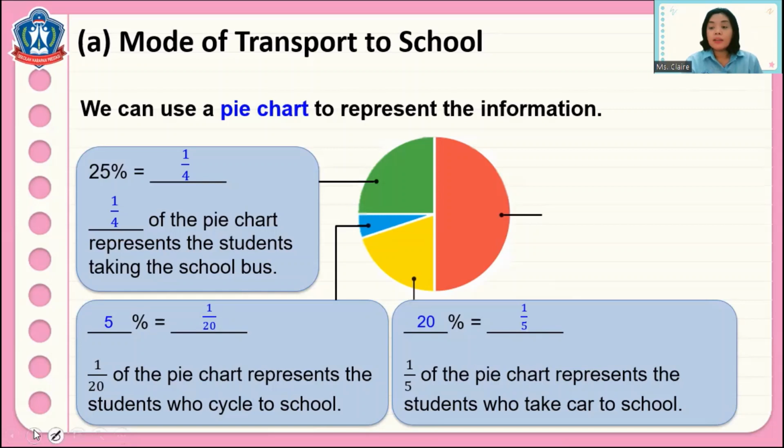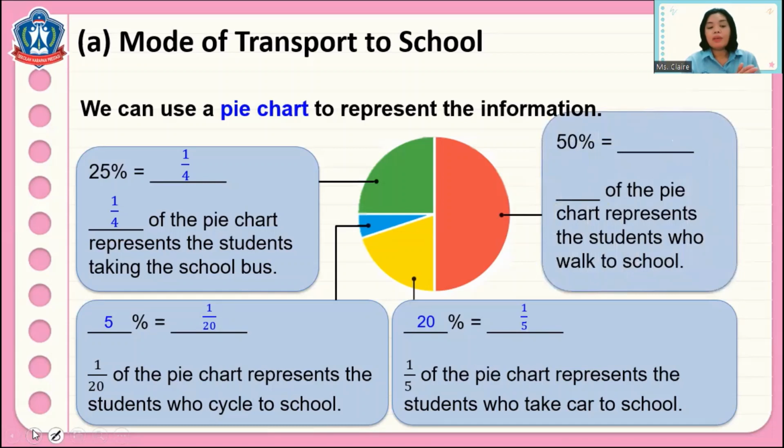Now the red color is, as you can see, half of the pie, which means 50%. 50% means one half. So one half of the pie chart represents the 20 students who walk to school. So our data, children, can be represented using a pie chart like this. During our class, we will try to make our own pie chart, okay?